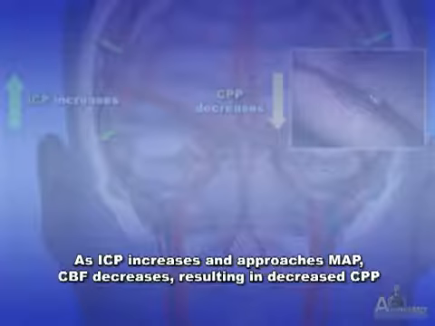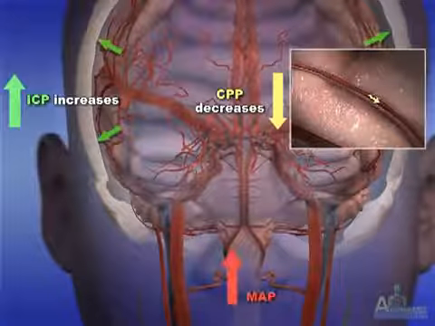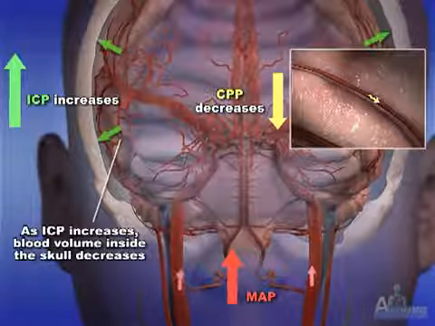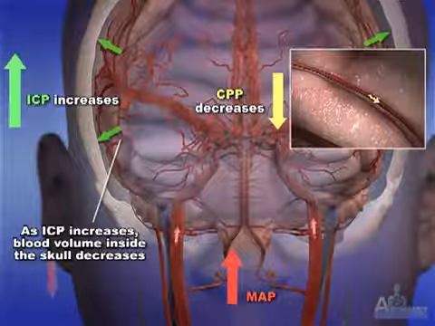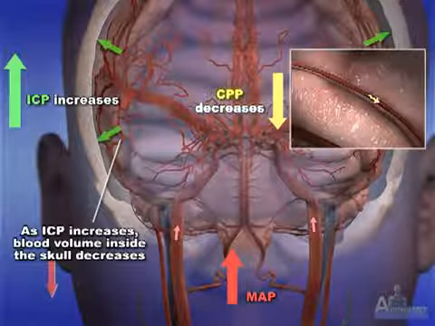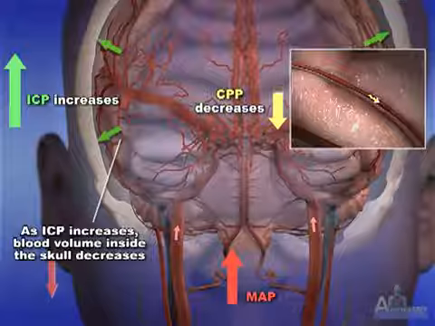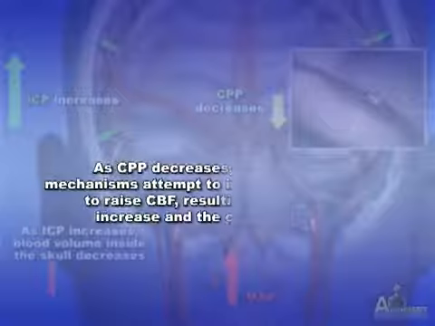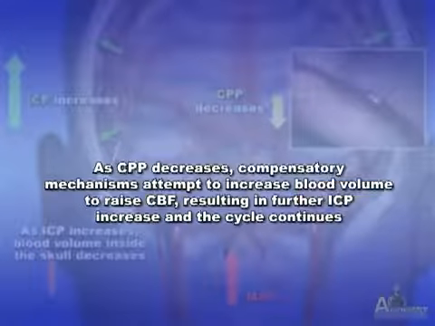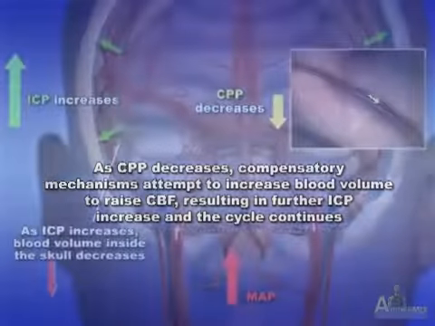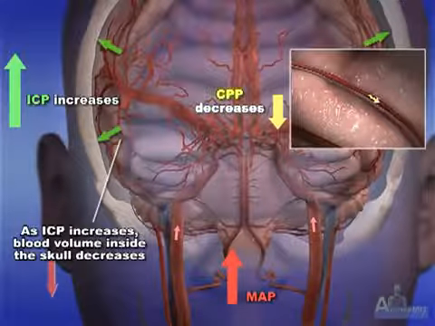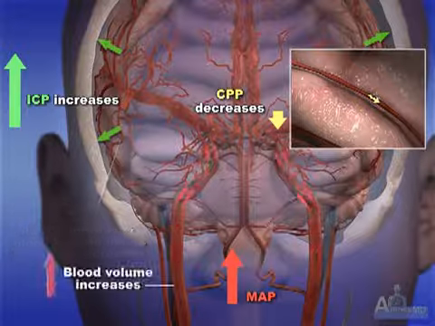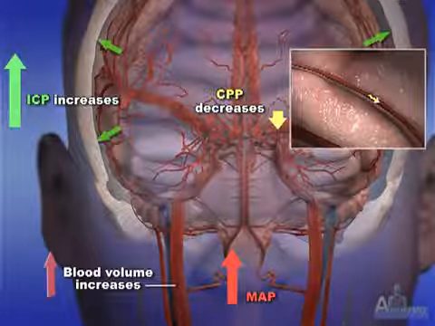As intracranial pressure increases and approaches the mean arterial pressure, the cerebral blood flow to the brain cells decreases, resulting in decreased cerebral perfusion pressure. As cerebral perfusion pressure decreases, compensatory mechanisms attempt to increase the cerebral blood flow. This results in further intracranial pressure increase, and the cycle continues.